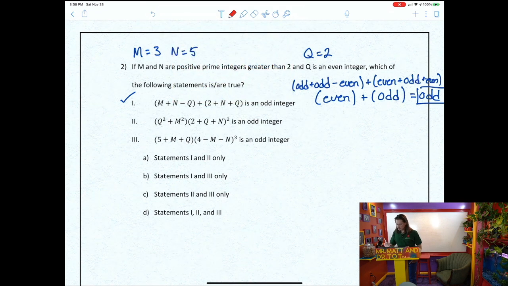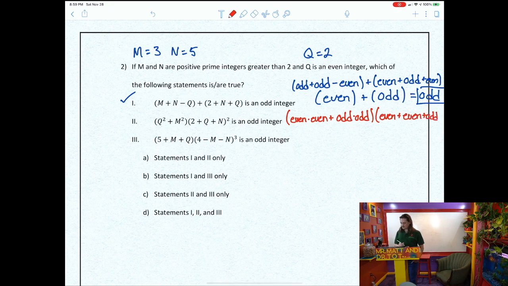Statement 2, we have q squared, so that's going to be an even times an even, plus m squared, that's an odd times an odd, times 2, which is even, plus q, which is even, plus n, which is odd, quantity squared. So an even times an even will be even. An odd times an odd will be odd. An even plus an even will be even. That even result plus an odd will be odd. So that's going to simplify into an odd squared. An odd squared is odd.